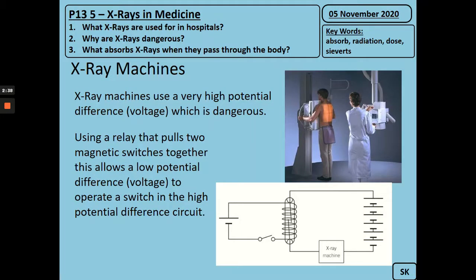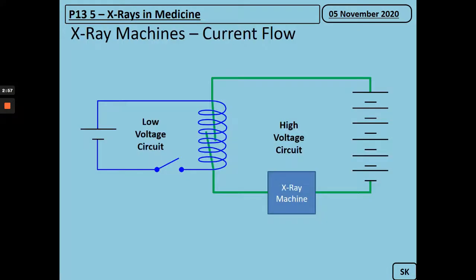So, X-ray machines. X-ray machines use a very high potential difference, the voltage, which is dangerous. So using a relay that pulls two magnetic switches together, this allows a low potential difference to operate a switch in the high potential difference circuit. So it's making it safer.